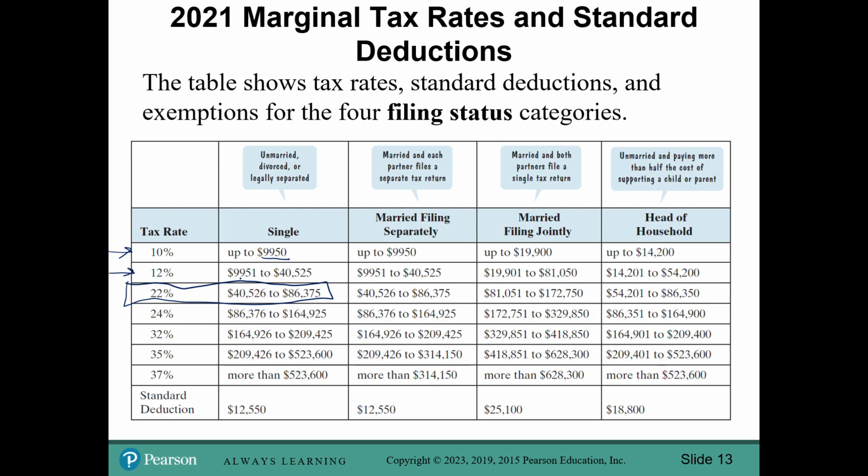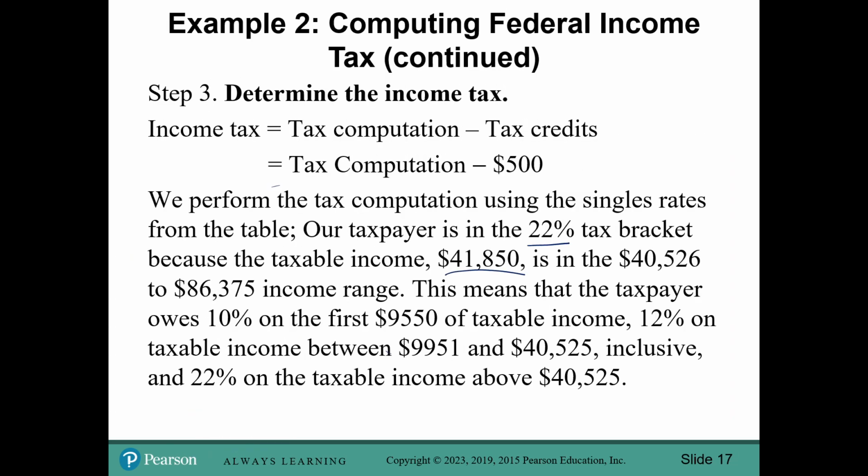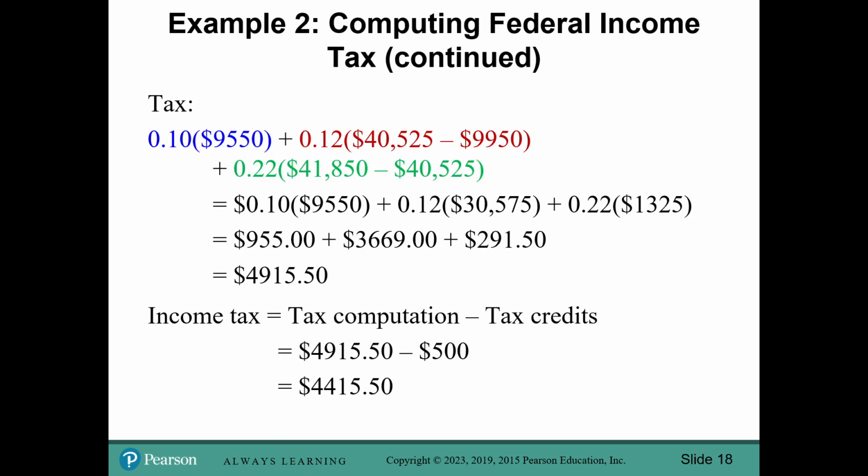The amount between the $9,951 and the $40,525 is calculated at that 12%, and that first $9,950 is calculated at 10%. So it's almost like a little step function there. So you're not really truly taxed at 22%, just that percentage overage is. Alright, so let's see how that works out.